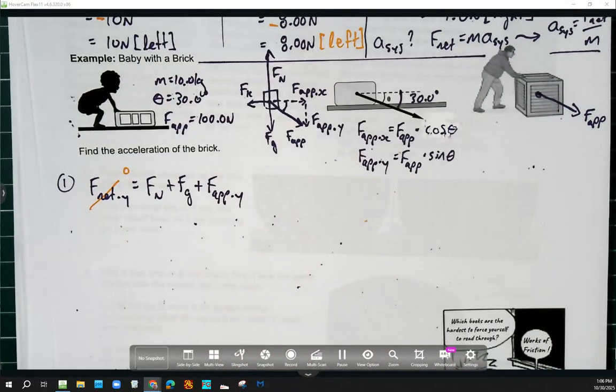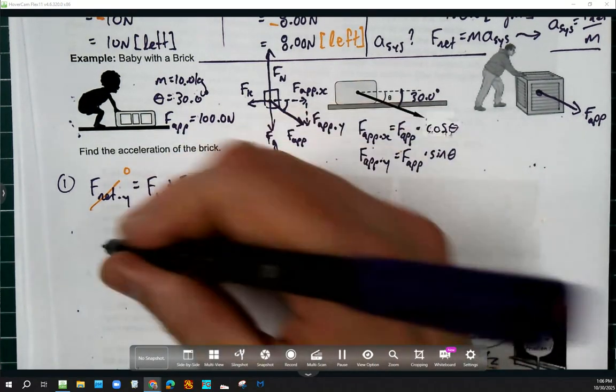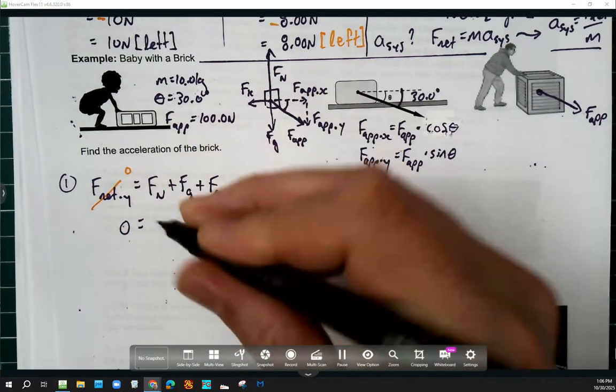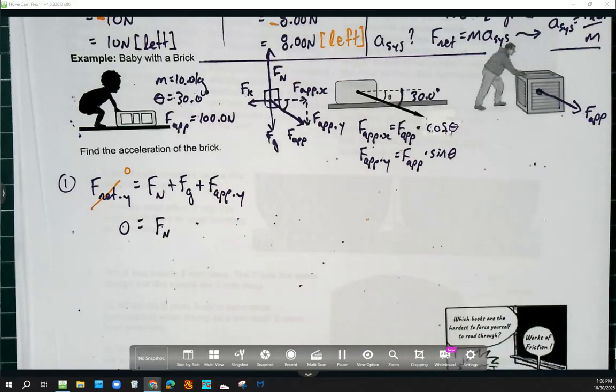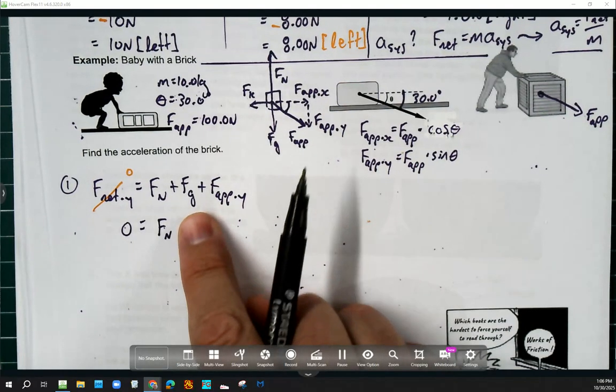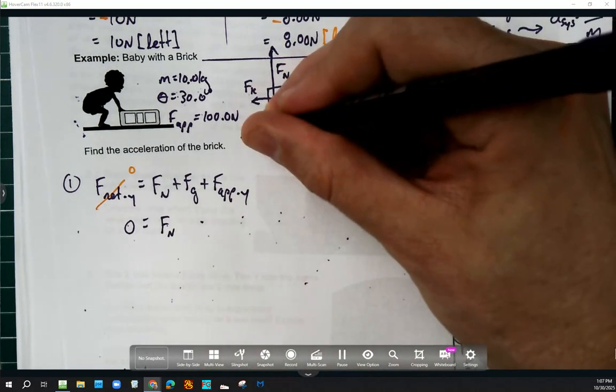That's a nice special case about sliding things across horizontal surfaces. That's important for bricks. It's important for lots of situations. But that would mean that 0 is equal to, and I'm going to write F normal, but don't get ahead of me on this one. I want to try something different this time. Is Fg up or down? Down. Is down going to be positive or negative, do you think?